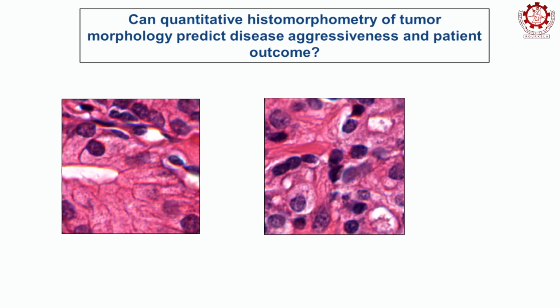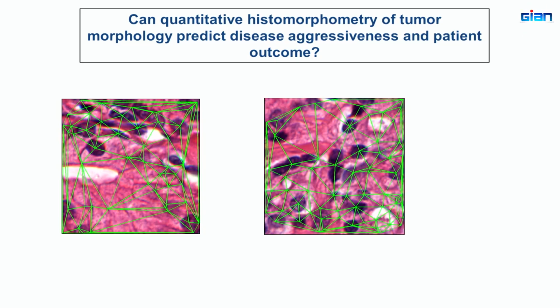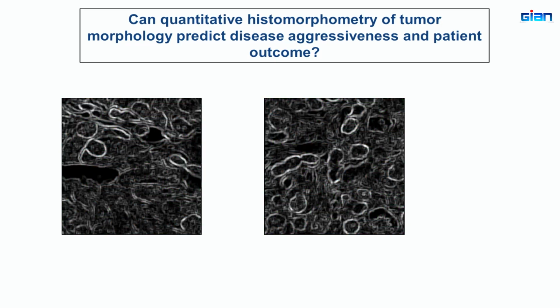The question that we want to address here is, can quantitative histomorphometry of the tumor morphology predict disease aggressiveness and patient outcome? What you see here are 2 samples of just part of the whole slide image, and here are the different kinds of features that we can extract. We can construct graphs, and there are different ways of constructing graphs. You can have Delaunay triangulations, Voronoi methods, minimum spanning trees.